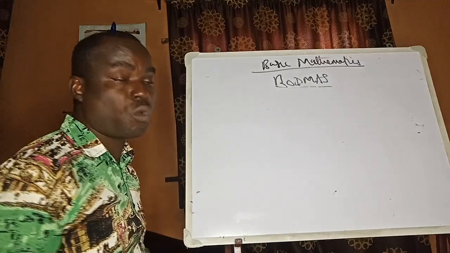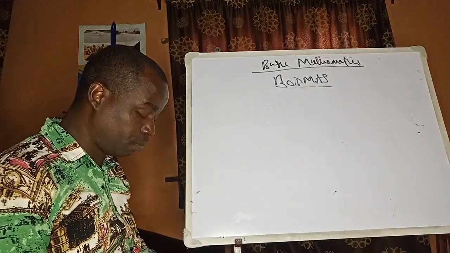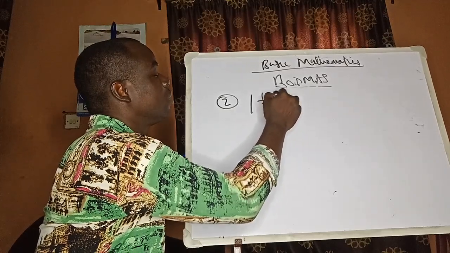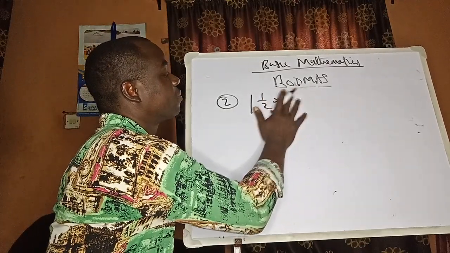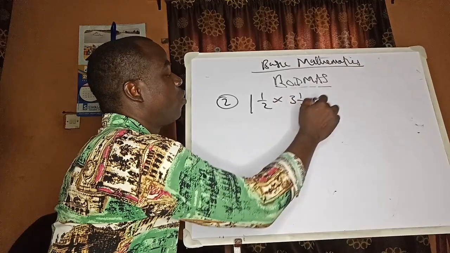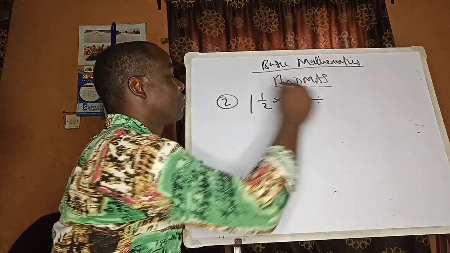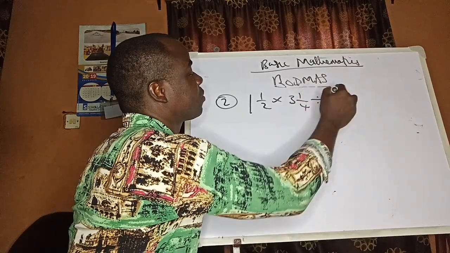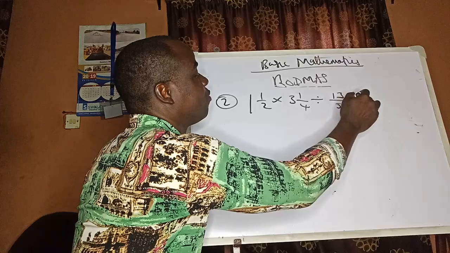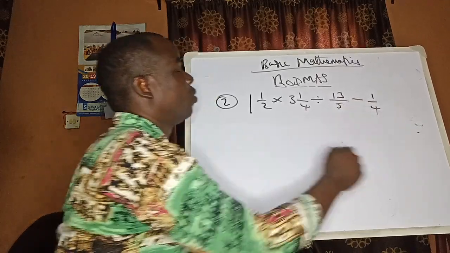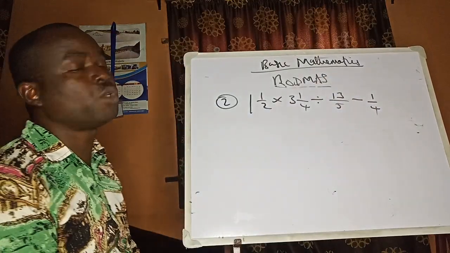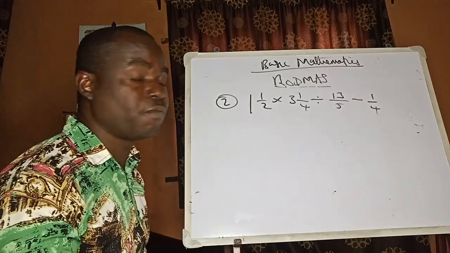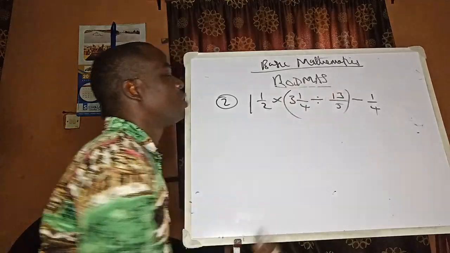But let me quickly run one other example. Let us do 1 whole number 1 over 2 times 3 whole number 1 over 4 divided by 5 divided by 13 over 5 minus 1 over 4. Let's quickly solve this one. Which one do we do first here? Multiplication, division, or subtraction? Let's do division first. So we circle this one.